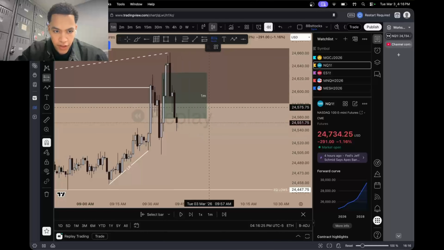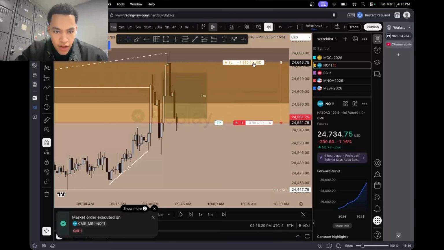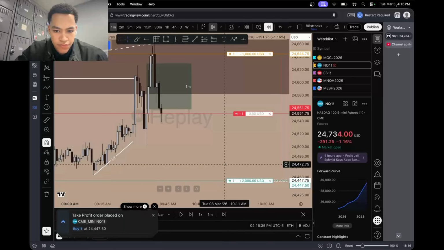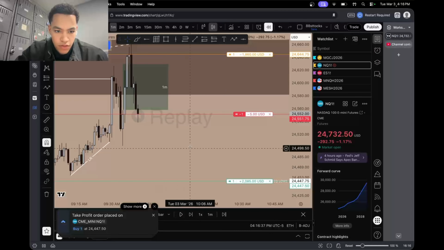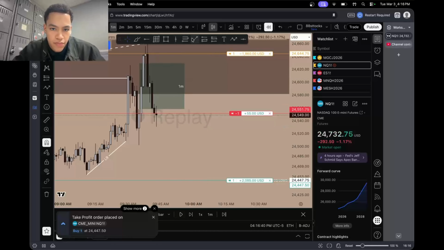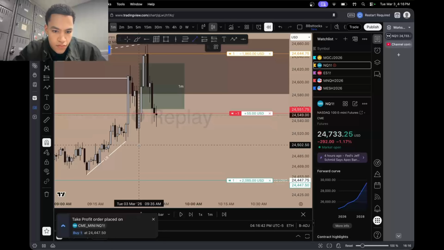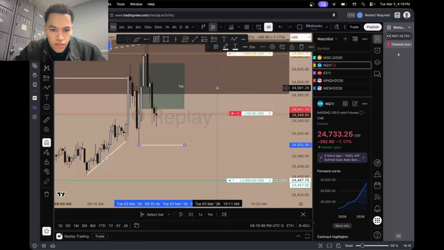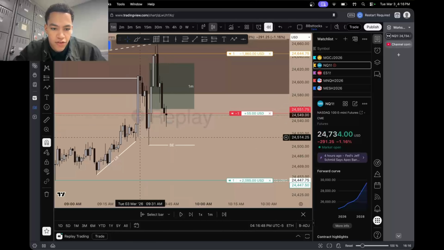Punch that in. Actually, since I can, I'll just sell one here. Stop loss here. TP at these equal lows. Break even here. Perfect. So break even at this internal low.